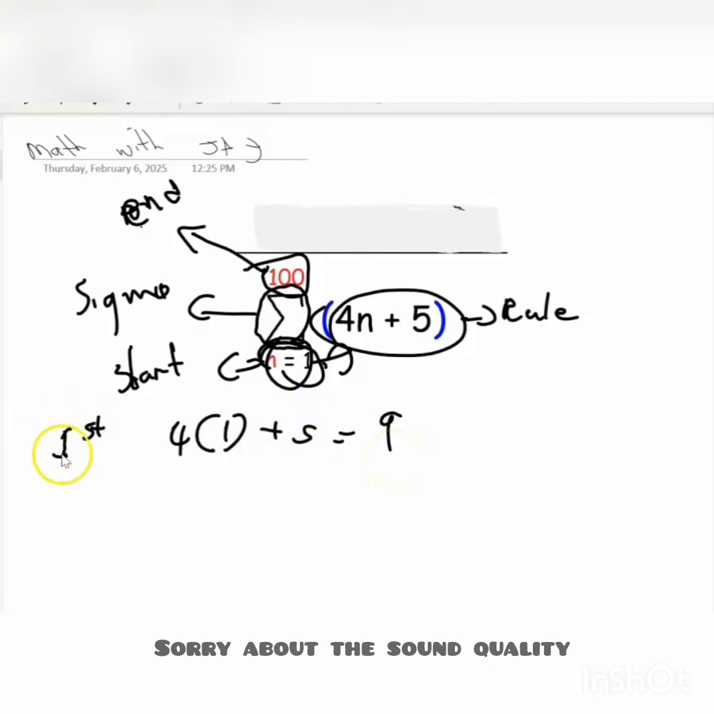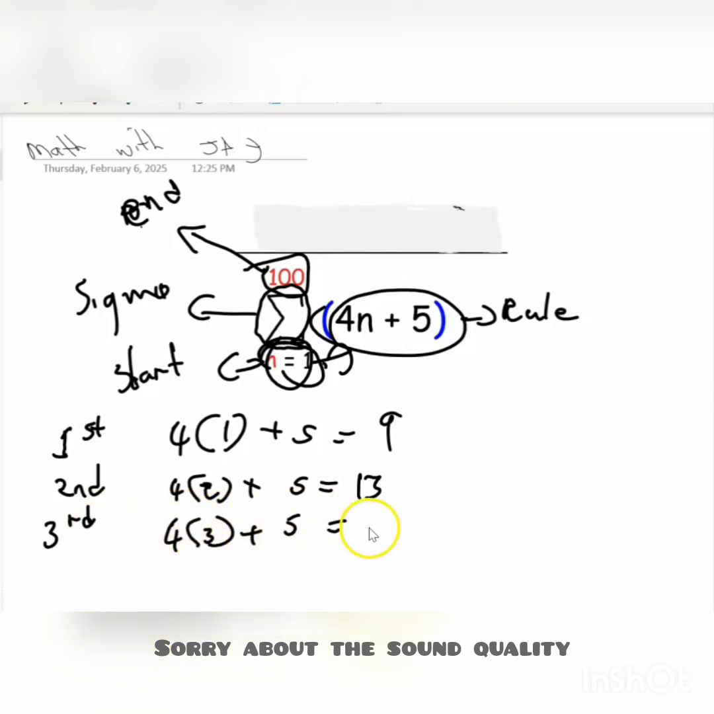Then we're going to get the second term. Our second term is going to be 4 times 2 plus 5, which is 13. The third term is going to be 4 times 3 plus 5, which is 17. Now we have the sequence. The first term is 9, the second term is 13, and the third term is 17.